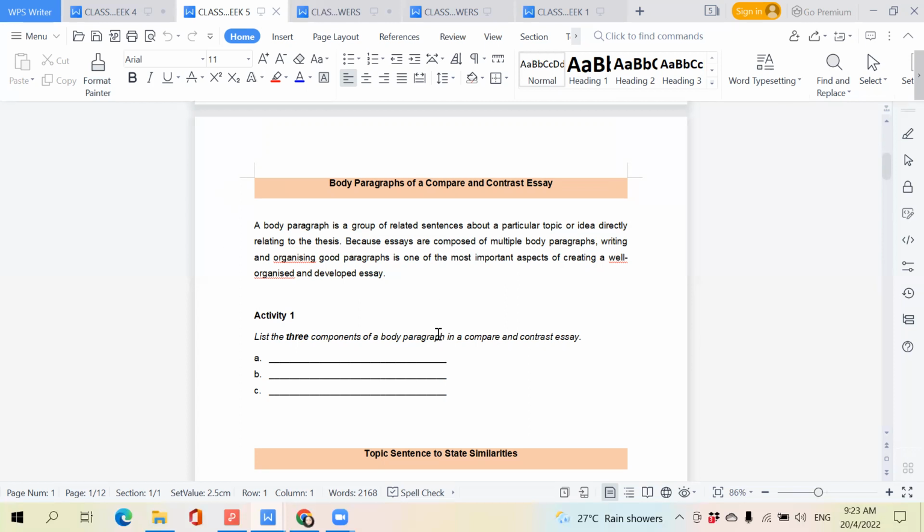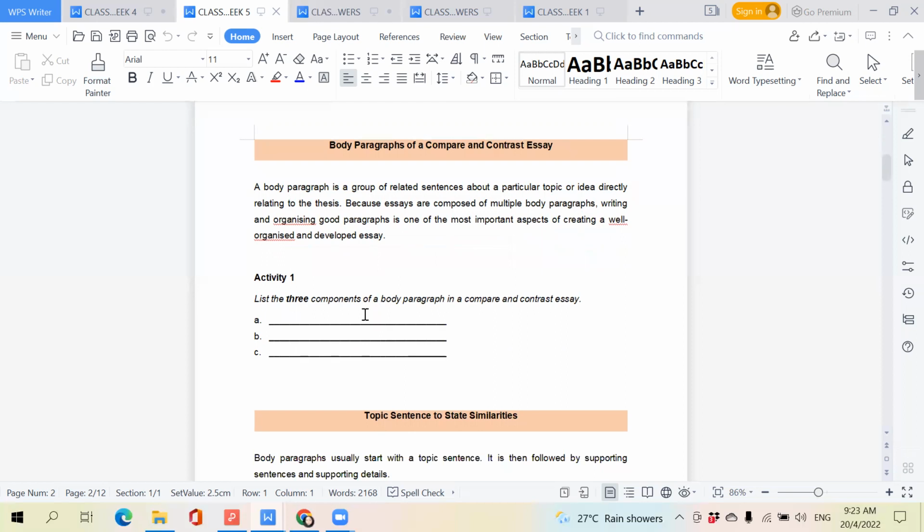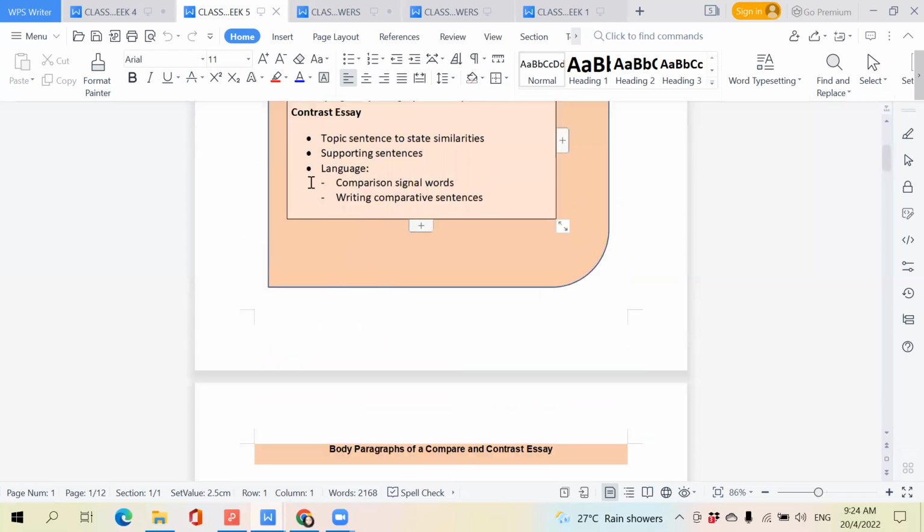All right. So if you look at activity 1, it wants you to list the 3 components of a body paragraph. So remember, in the introductory paragraph, we have different components. For the body paragraph, the components are different. What are the 3 components? We talked about the first one just now. So the first one is the topic sentence.